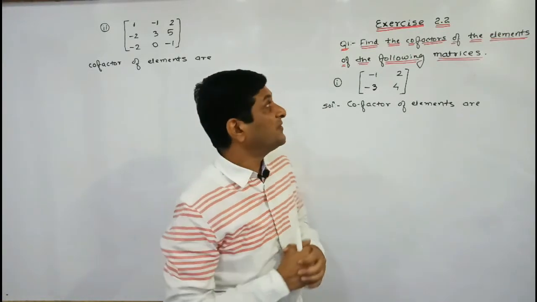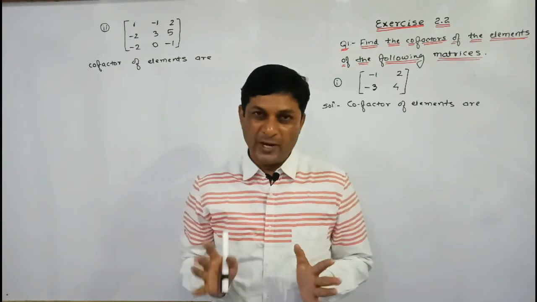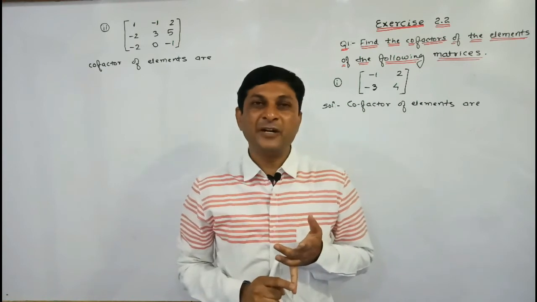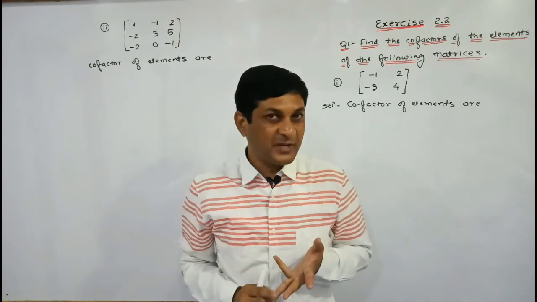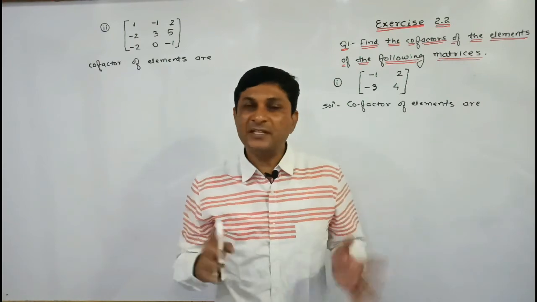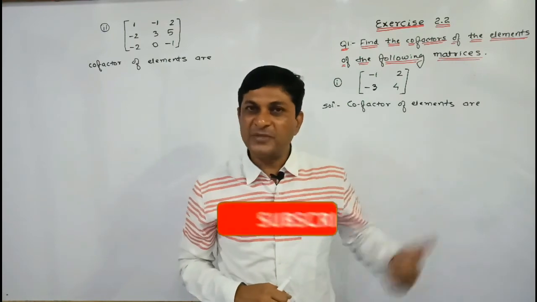So today we are solving the example from exercise 2.2. In the last video we have seen how to find out minor of element of a square matrix, cofactor of element of square matrix and adjoint of a square matrix. Using this result we are solving the example from this exercise.